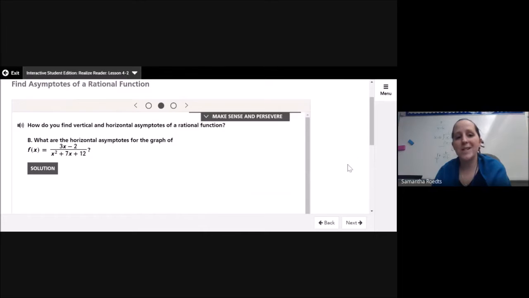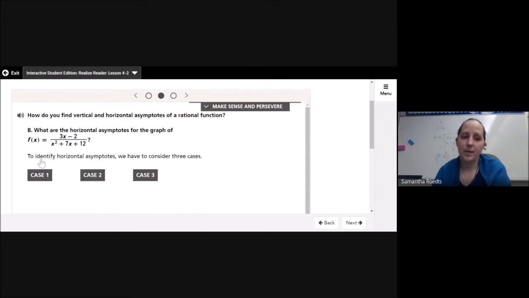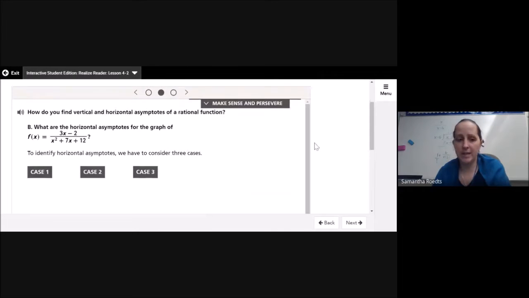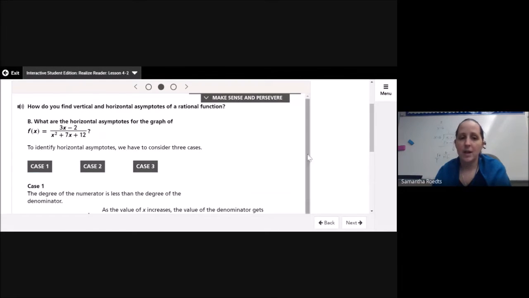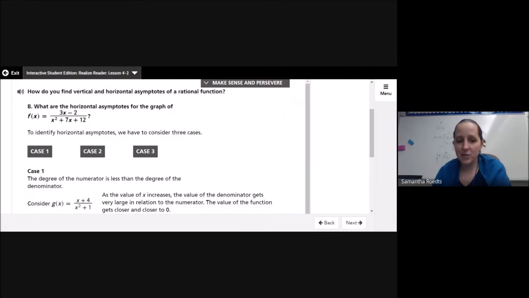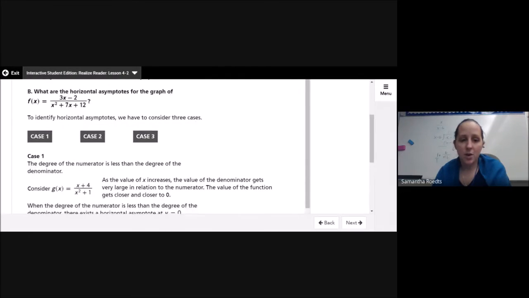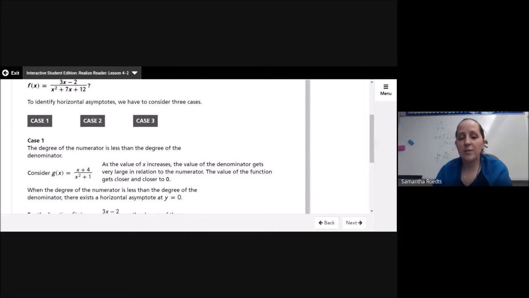So what are the horizontal asymptotes for the graph? To identify horizontal asymptotes, we can consider three cases. First case: the degree of the numerator is less than the degree of the denominator. Consider g of x equals x plus 4 over x squared plus 1. As the value of x increases, the value of the denominator gets very large in relation to the numerator. The value of the function gets closer and closer to 0.